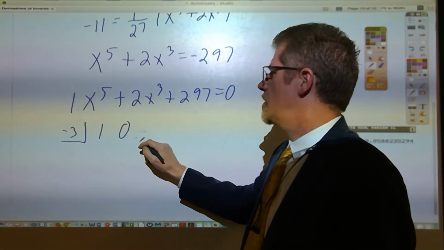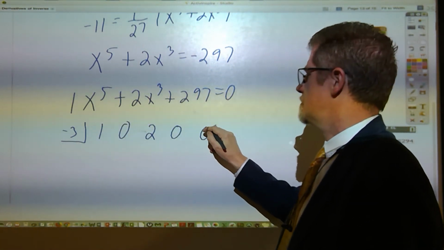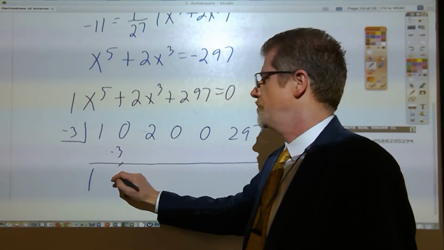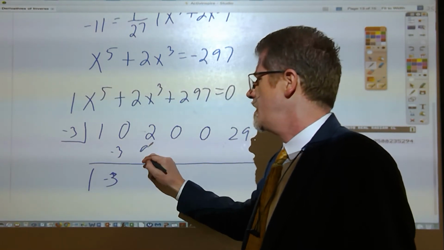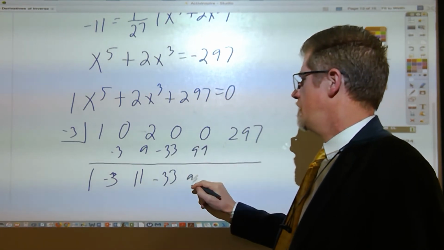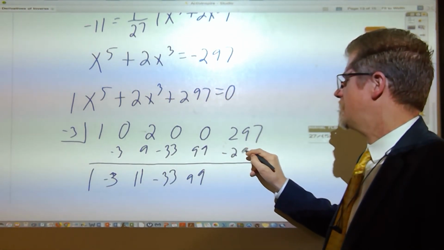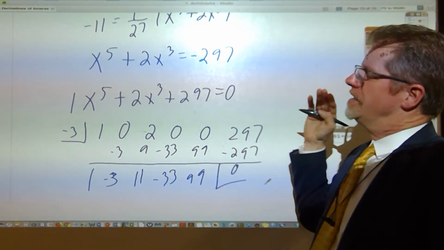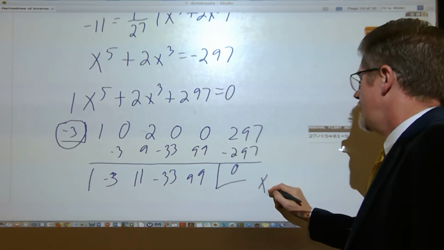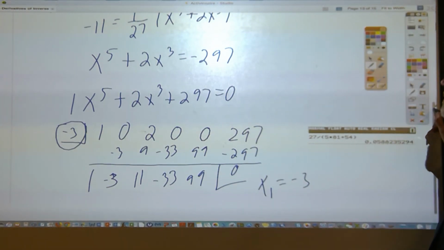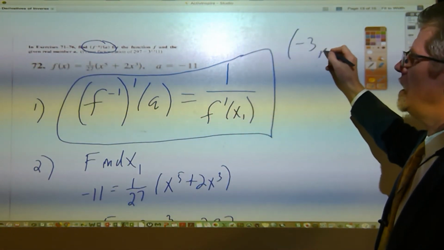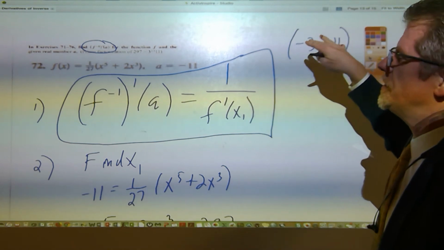So 1, 0, x to the 4th, 2x cubed, 0x squared, 0x, 297. When you're going through, you go 1, -3. Synthetic division, -3, 9, 11, -33, 33, 99, and oh, lo and behold, you get -297. The remainder is 0. Score! We found a solution. You know what that means? That means that x1 is -3. We found x1. This means that the point -3, -11 is on the graph of f.